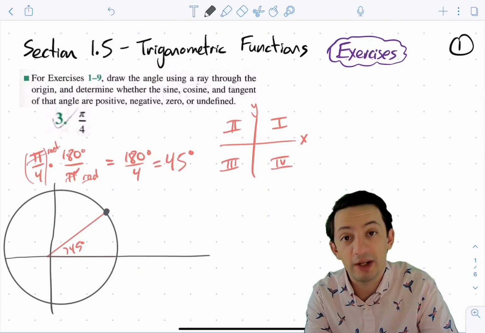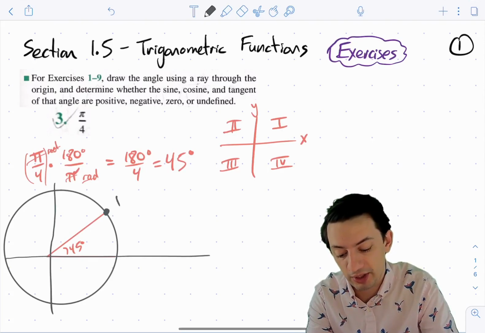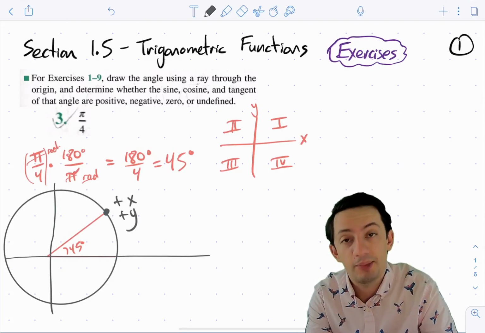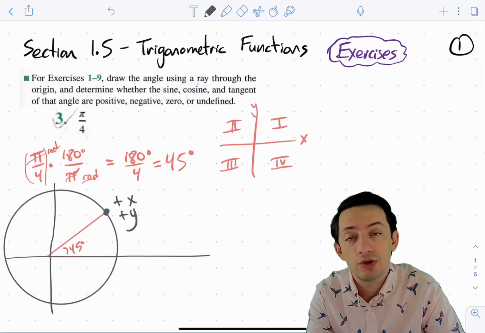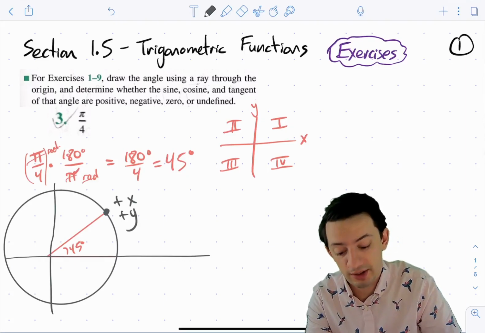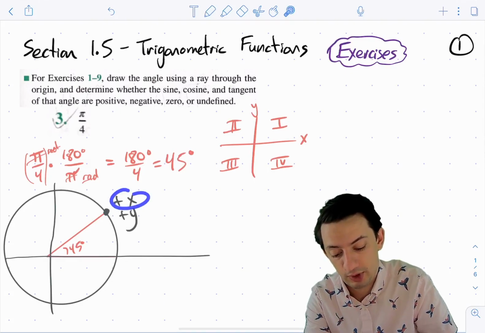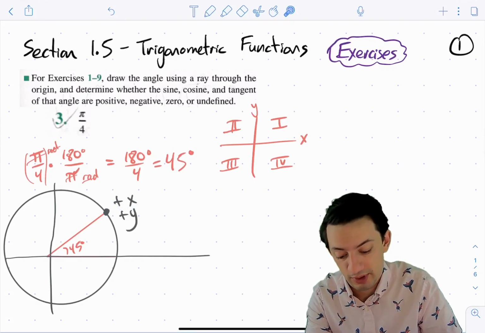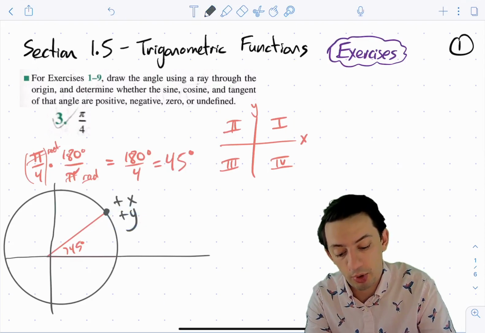And where is this point? It's in the first quadrant. So clearly it has a positive x and a positive y. So cosine of an angle tells us the x component, and sine of an angle tells us the y component. So that means they're both positive.